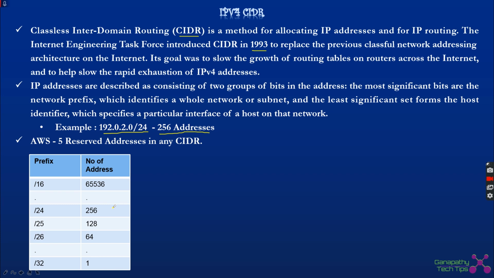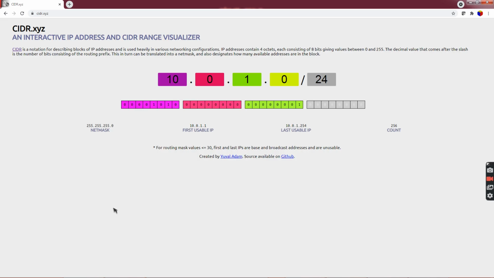To make this very clear, I am using CIDR.xyz. I am going to provide the link for this website in the description of the video, so that you can also practice this extensively. Let's see something. If I put 10.0.0.0/16, it will give me the set of IP addresses and the total count. Here it is going to be 10.0.0.1 up to 10.0.255.254.